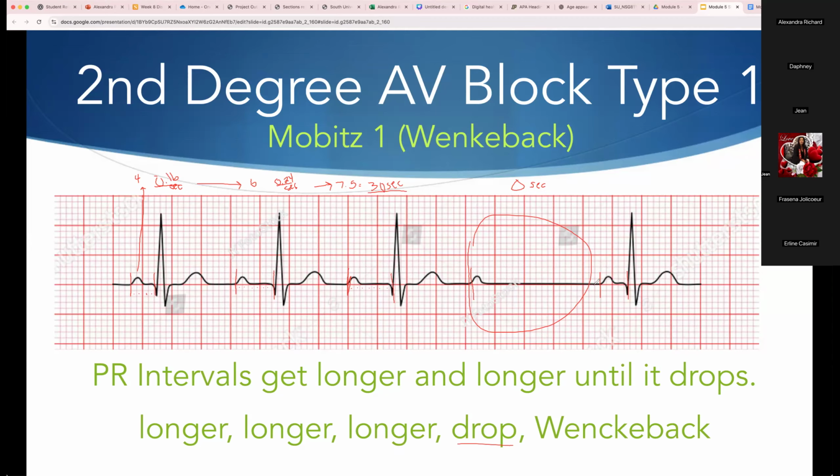So let's count the fourth heartbeat. So 1, 2, 3, 4, 4.5. So it went back to normal because it's less than 5 boxes. And then the one after that is going to be a little longer. Then the one after that is going to be a little longer. And then next thing you know, the QRS is going to drop again. So longer, longer, longer, drop, Winky-Bach. Second degree AV block type 1.